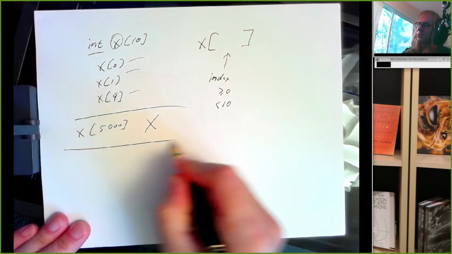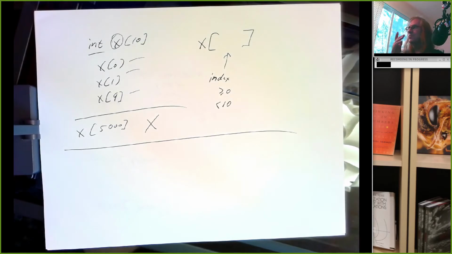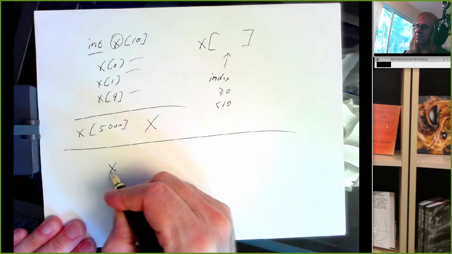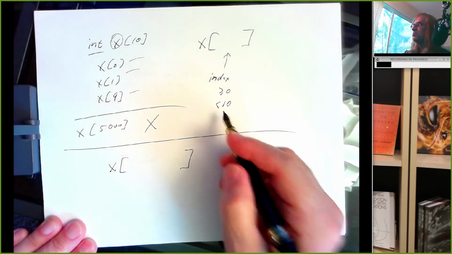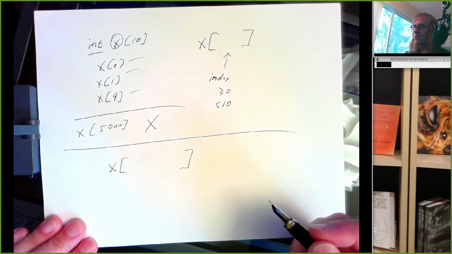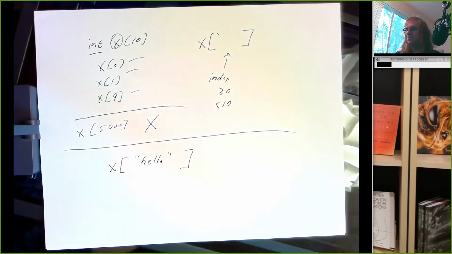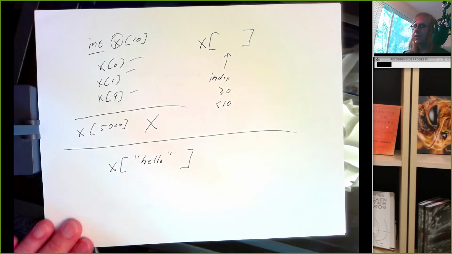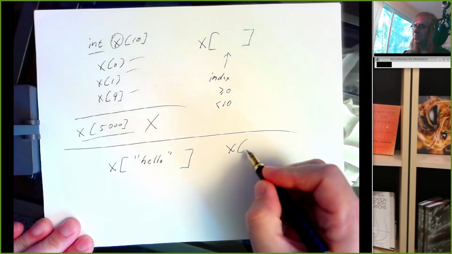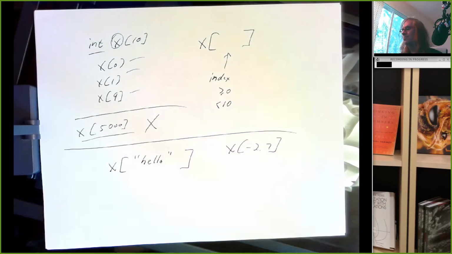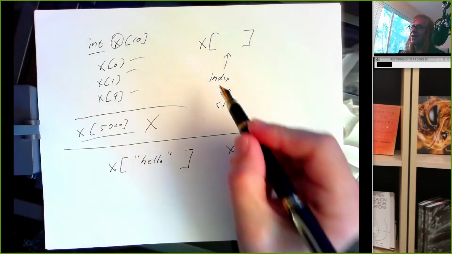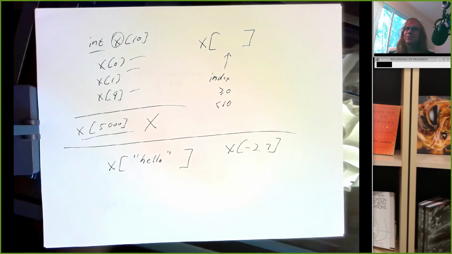Alright, so this is a plain old array. This is what we're used to in C and other programming languages. An associative array is the same idea with one small but powerful twist, which is that this index doesn't have to just be a number between 0 and 9. It could be something like a string, hello. It could be 5,000. It could be negative 2.7. It can be anything. Any collection of characters constitutes a valid index for referring to an element of this associative array.